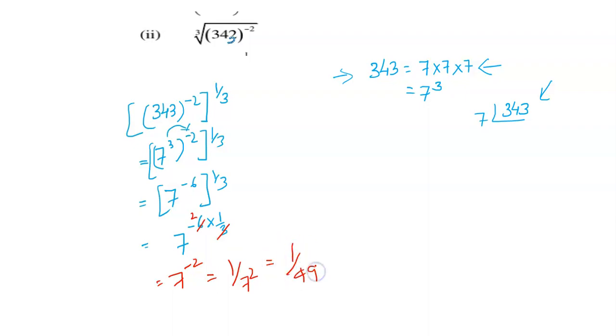Now don't ask me, students, how I wrote 7 square is equal to 49. This is very basic and I have been telling you so many times. 7 into 7. Okay, 7 square means what? 7 into 7, which is ultimately what? 49. I hope it is clear, students. Alright, very simple, students. You understand the concept and keep practicing, you will be thorough.